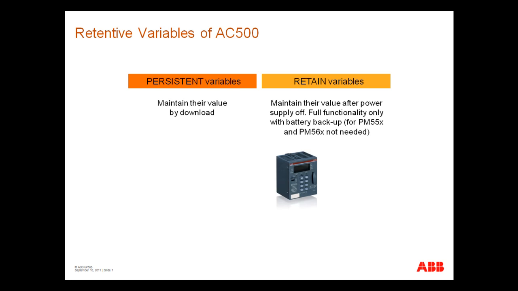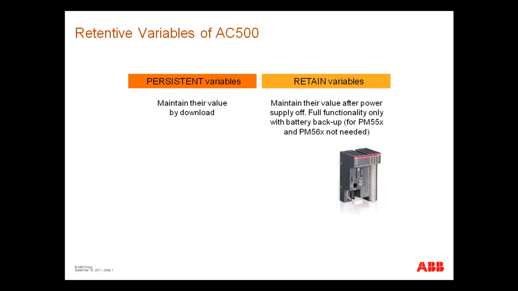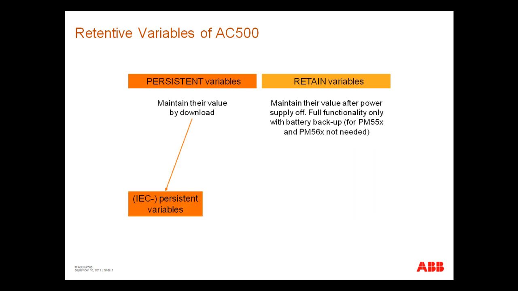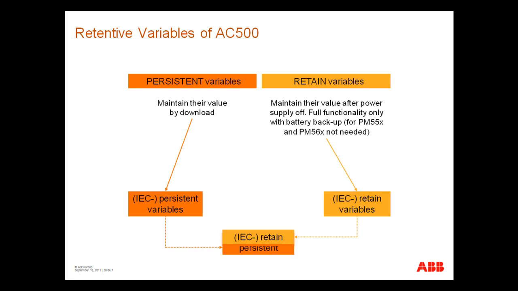For CPUs of type PM57X, PM58X and PM59X, this functionality is given only with battery. For types PM55X and PM56X, the battery is not needed. The retentive variables are stored in the flash EEPROM. The variables can be declared as persistent, or retain, or both. Additionally, in the AC500, you can declare an addressed memory area as both persistent and retain.